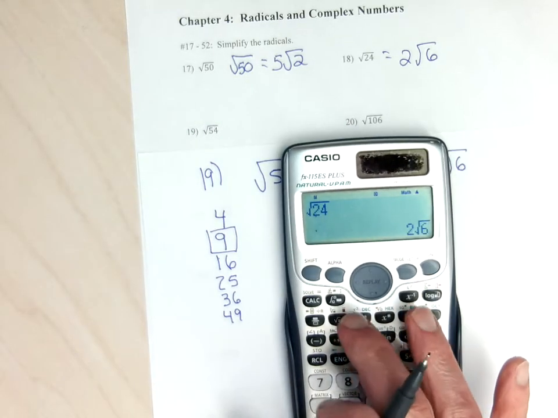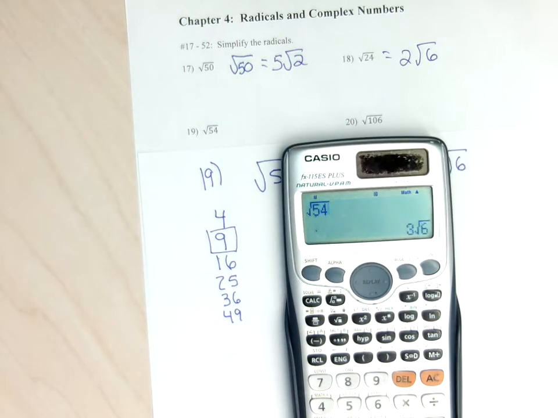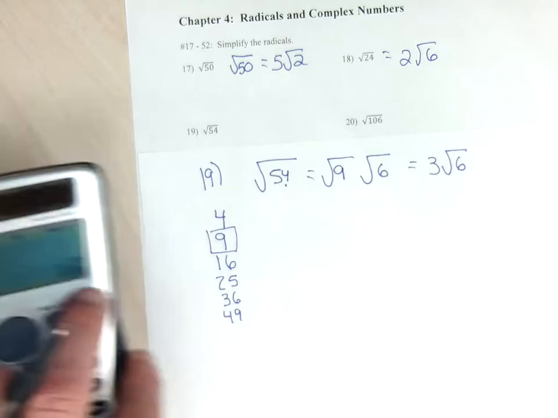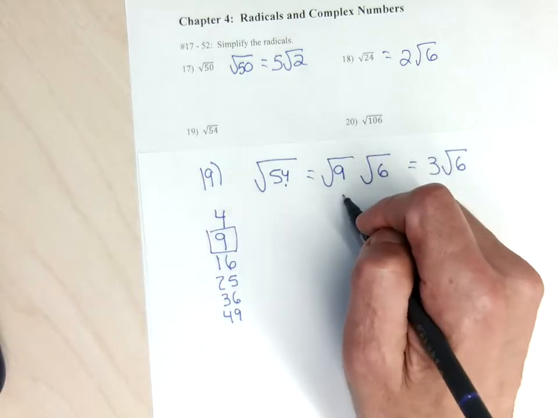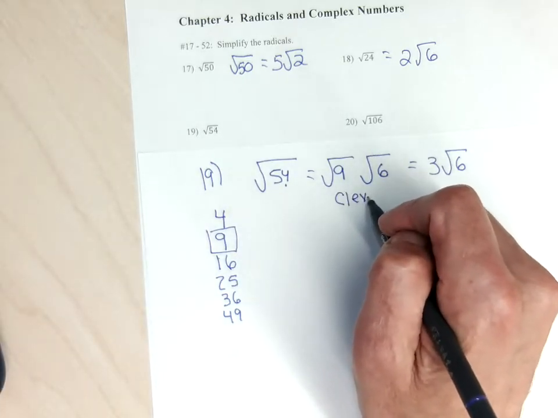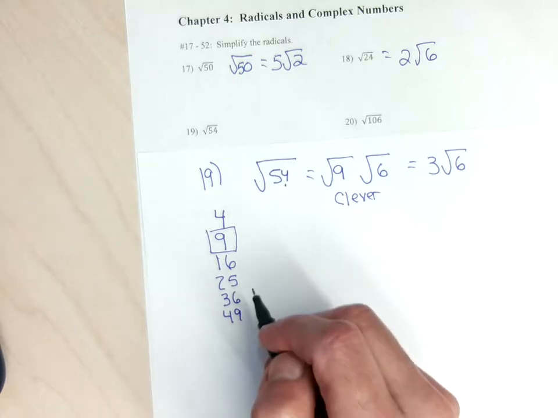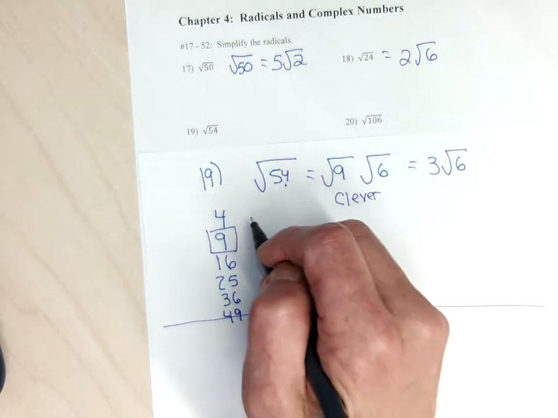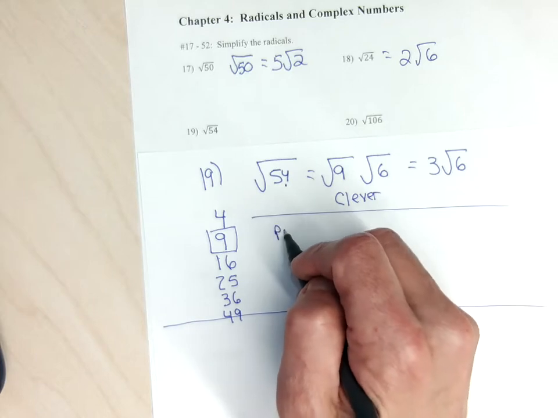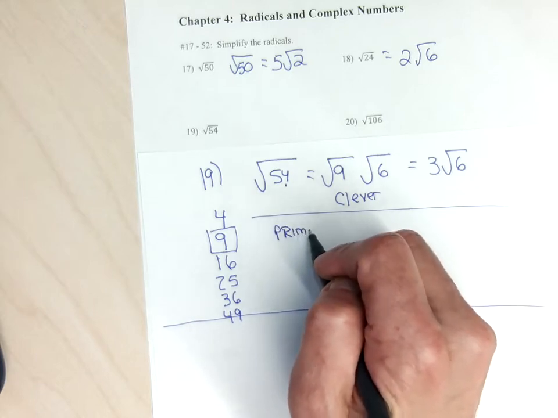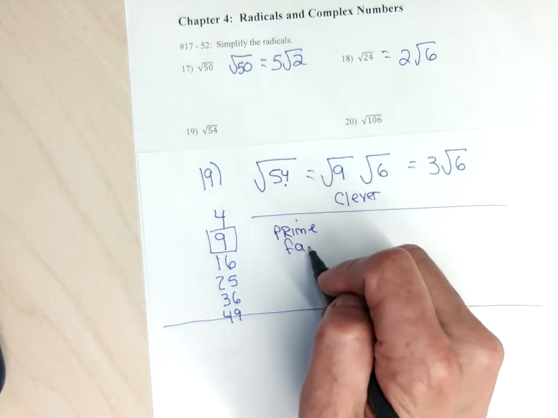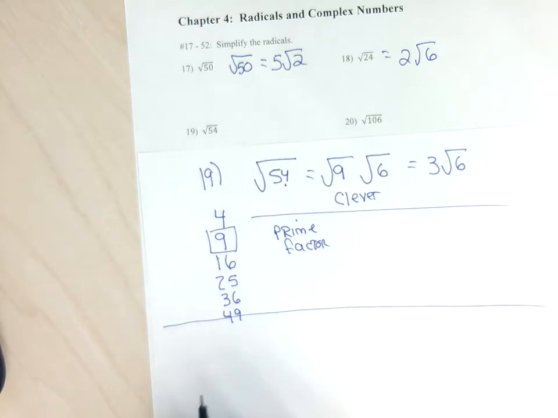On my calculator, square root 54 tells me it's 3 rad 6. That's just what I wrote down. This is the clever way, and it's the way that I generally do. If you're good with numbers, maybe you can do this. The non-clever way is the prime factor tree approach, if you own my calculator that does prime factor trees.